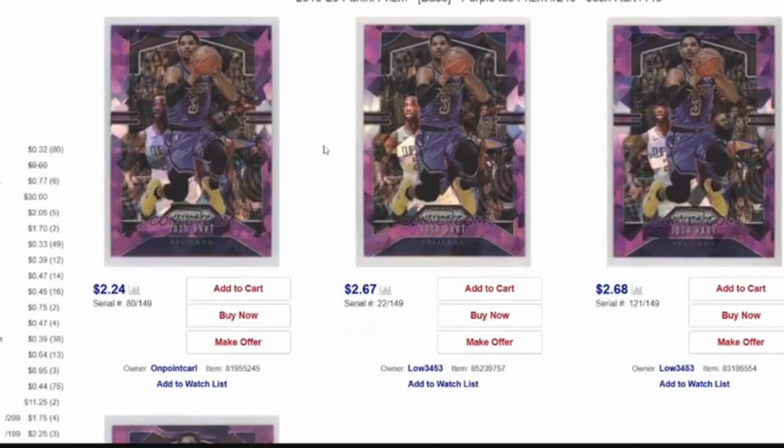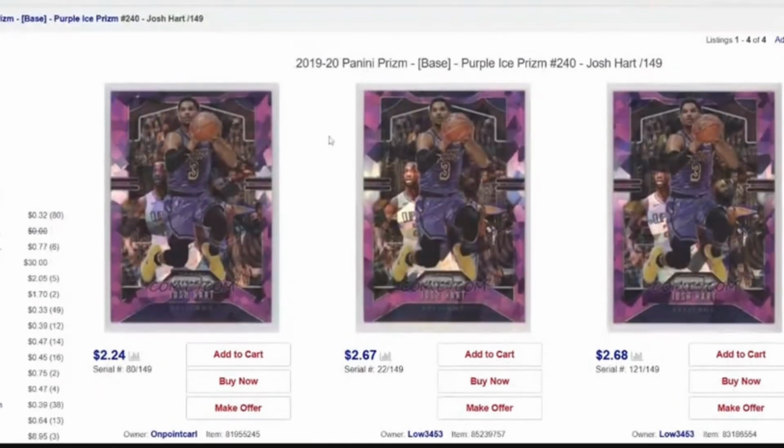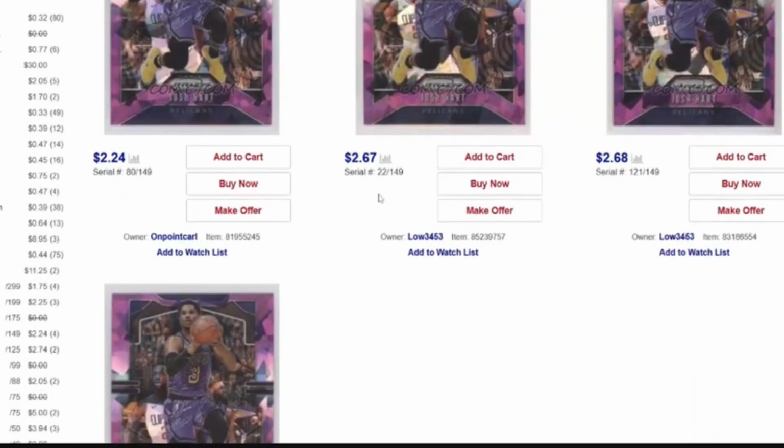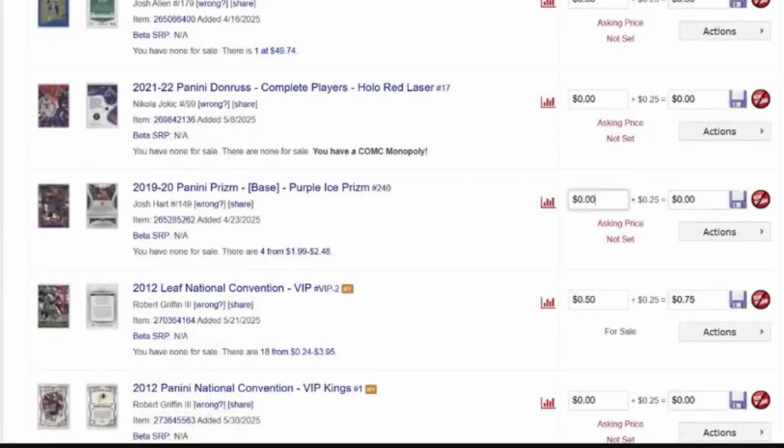These are the purple ice prism from 2019 to 20. Panini Prism, Purple Ice Prism, Josh Hart out of 149. You have $2, $2, $2, $2. So I'm going to go right in between these two. Let's say 250 for this one.